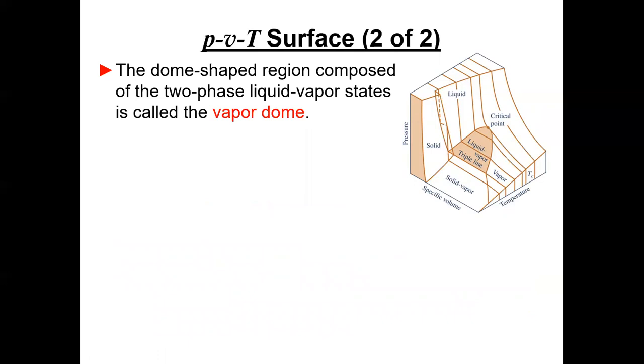Okay, the dome-shaped region composed of the two-phase liquid-vapor states is called the vapor dome. I mentioned that. So that's this area, and actually it reclines back into this temperature axis. When we look at it straight on, it just looks like a vertical dome, but when you look at it three-dimensionally, it actually reclines back into this area.